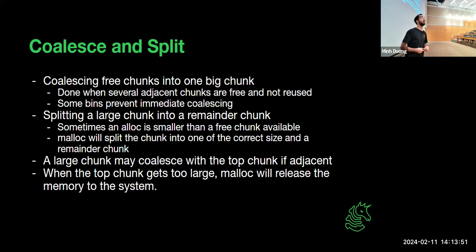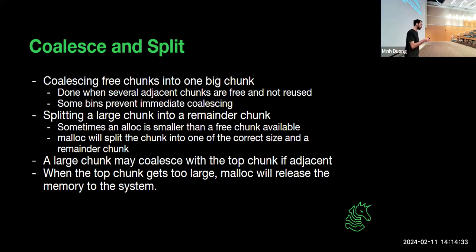So this brings us to coalescing and splitting, as Julius brought up. When a bunch of free chunks are adjacent, malloc will occasionally just coalesce them all together into one big chunk. Some bins are designed around being fast, and so they will prevent coalescing. And some large chunks, if it's the only chunk available, will get split into two chunks, and then the remainder chunk becomes a new free chunk. If a large chunk is adjacent to that top chunk that I mentioned, the malloc will sometimes coalesce it with the top chunk, so it just kind of disappears from all of the free lists.